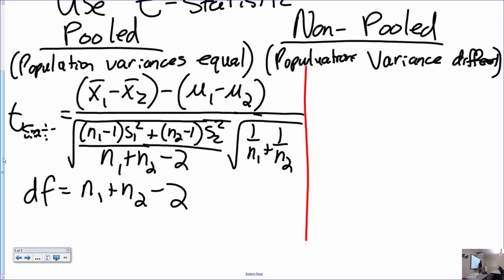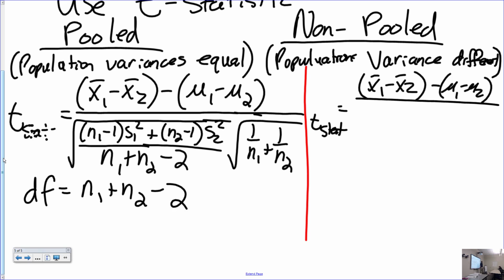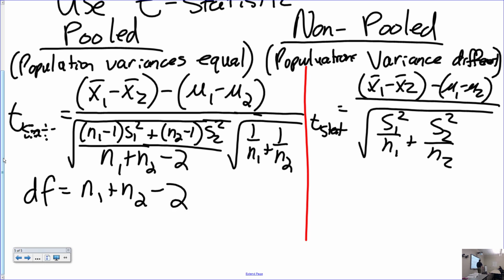And then when you're non-pooled, the calculations are much better, right? X bar 1 minus X bar 2 all over mu1 minus mu2. And now it's just the straightforward formula we had before. S1 squared over N1 plus S2 squared over N2. It's exactly the same as the large sample size. And then again, remember that degrees of freedom.